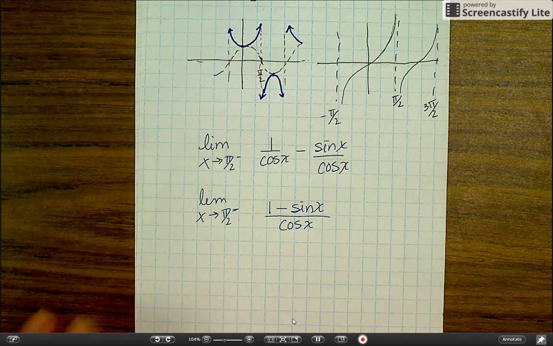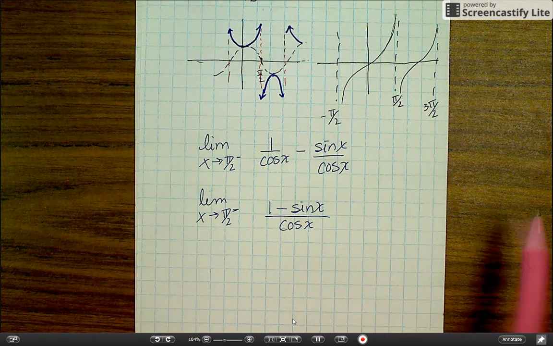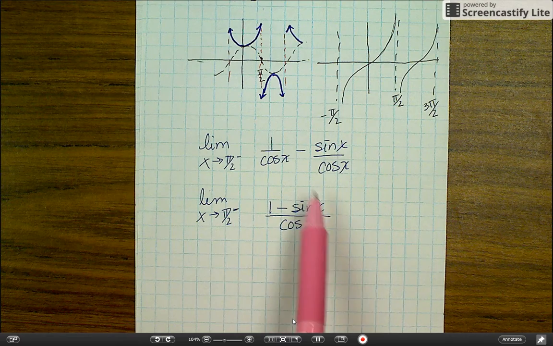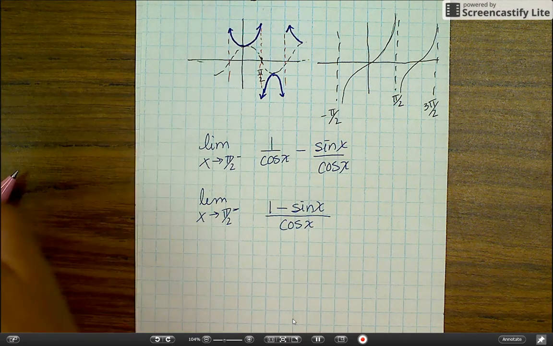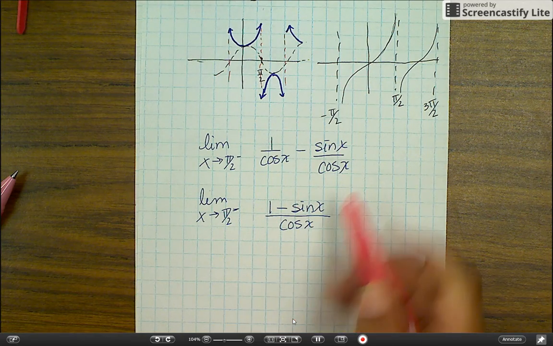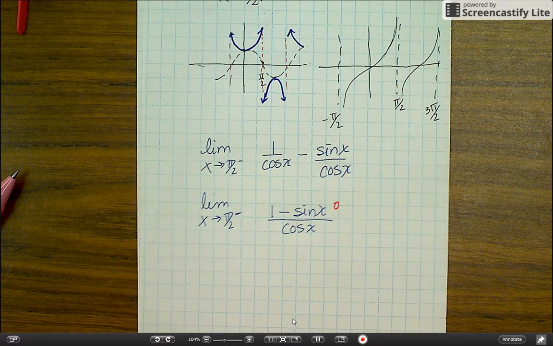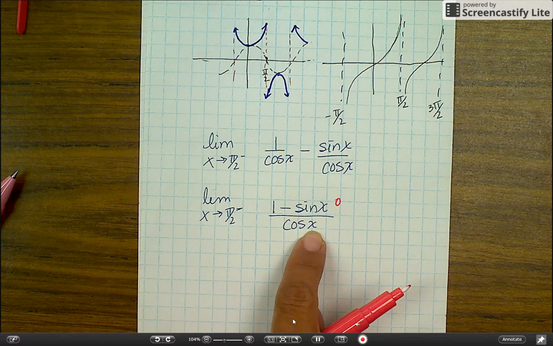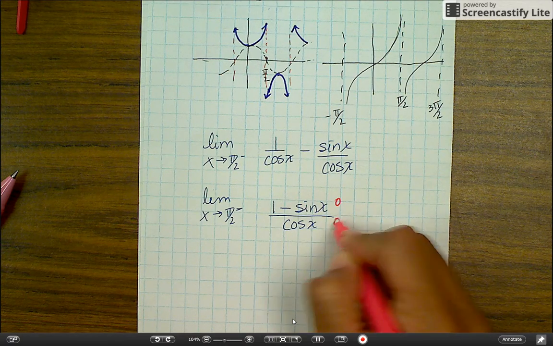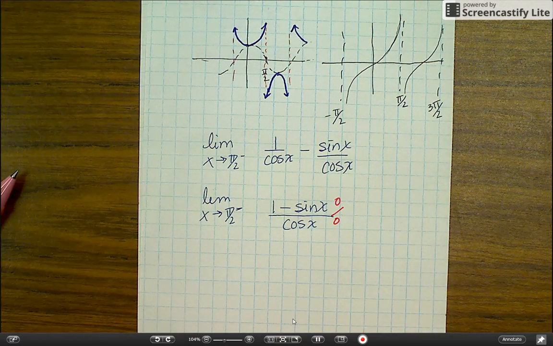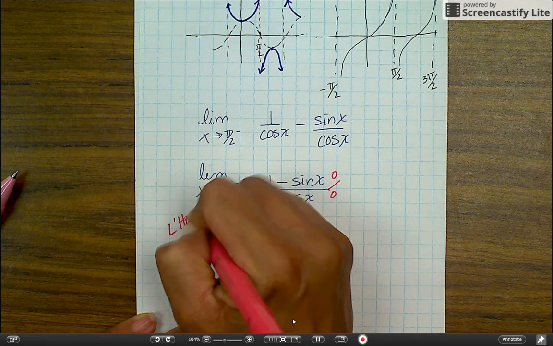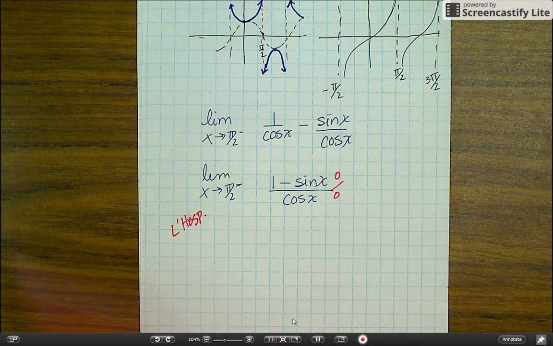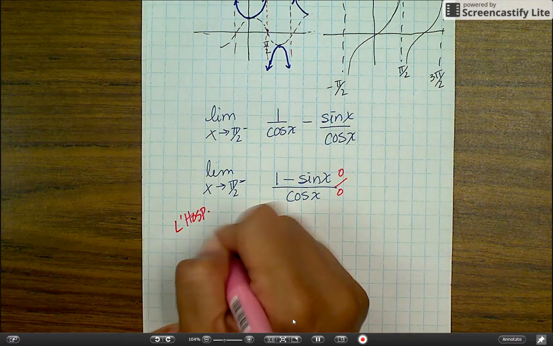If I want to check again to see if I have an indeterminate form, we can see. Let's see, if I do pi over 2, sine of pi over 2 is 1, and so 1 minus 1 is 0. And if I put in pi over 2 for cosine, that is also 0. So I have 0 over 0. So I still have a situation where I can use L'Hopital's rule. So now let's use it.